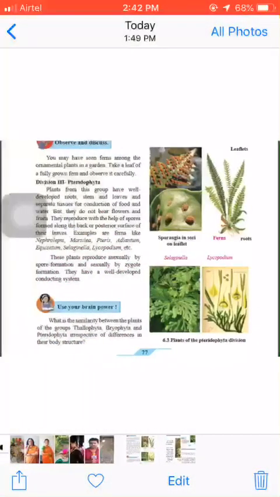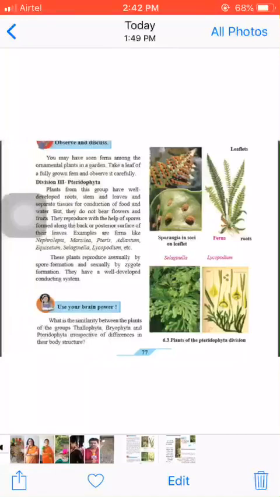Good morning, students. Yesterday, I taught you Bryophyta. I hope all of you understood the characteristics of Bryophyta. Today, we will discuss the third division, that is Pteridophyta.